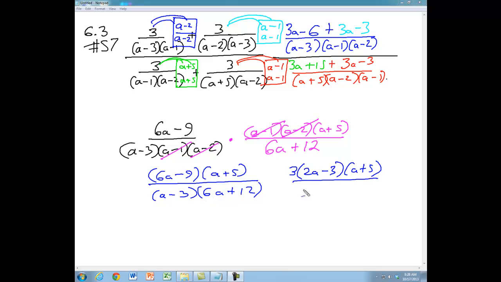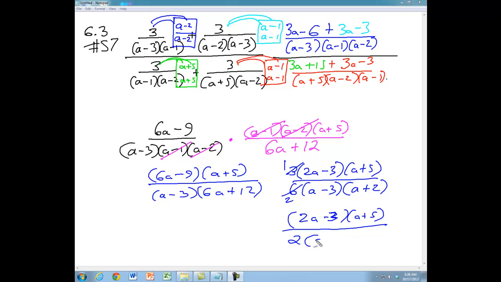Now here I can factor out a 6, so this becomes 6, and then this is a minus 3, and this would be a plus 2. Because if I factor out a 6, 6 divided by 6 is just 1, 6a divided by 6 is a, and 12 divided by 6 is just 2. So then we get to simplify these, and 3 goes into 6 2 times, or 3/6 is simplifiable to 1/2. We don't write the 1, so our final answer is 2a minus 3 and a plus 5. And our denominator is 2, and then a minus 3, and then a plus 2.